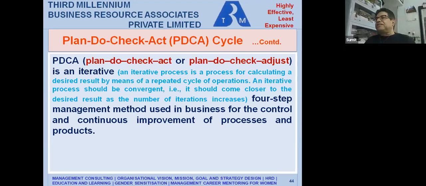As you can see, it is a 4-step management method used in business for control and continuous improvement of processes and products. Now, it is known by different names. It was popularized by Edward Deming, right? But it is also sometimes called the Shewhart cycle because Shewhart was the first guy who talked about this. But it was popularized by Deming. So it can be called a Deming cycle, a circle, a wheel, whatever you call it.